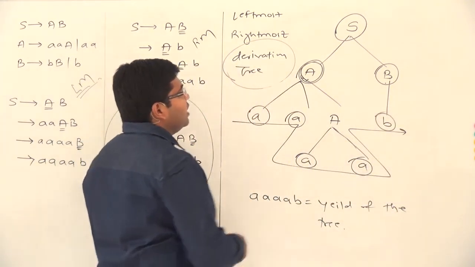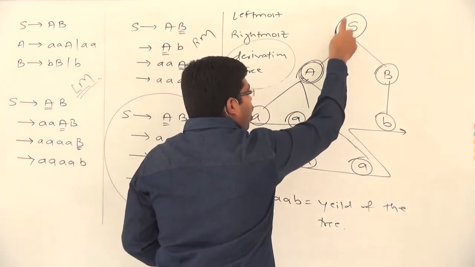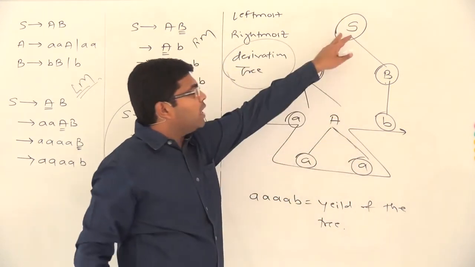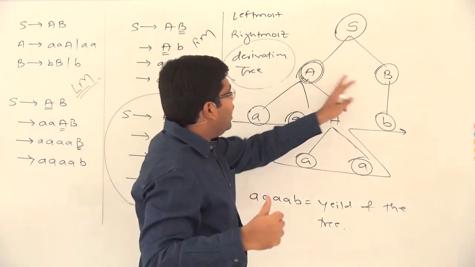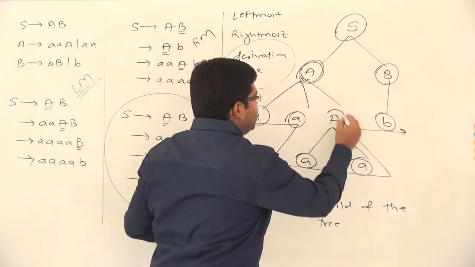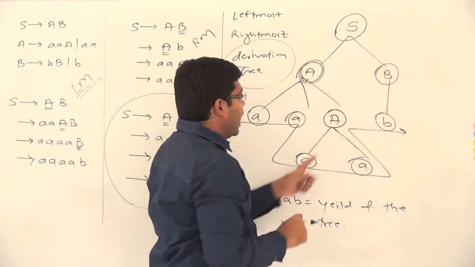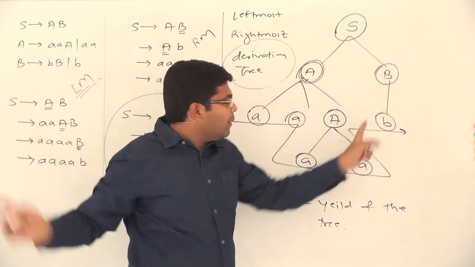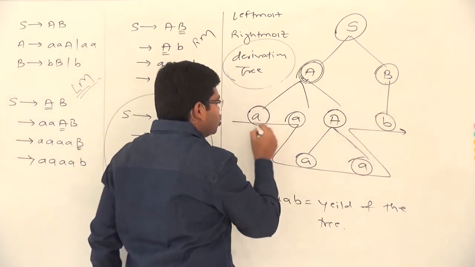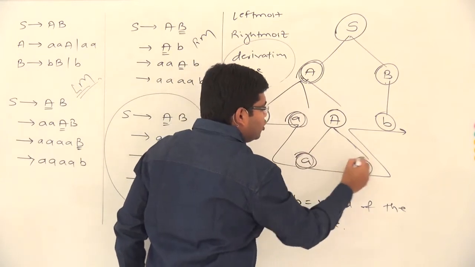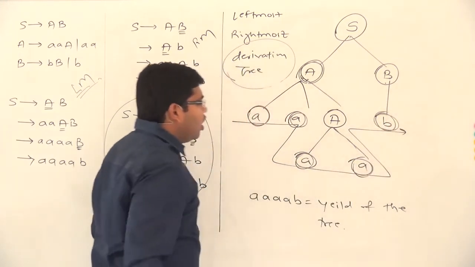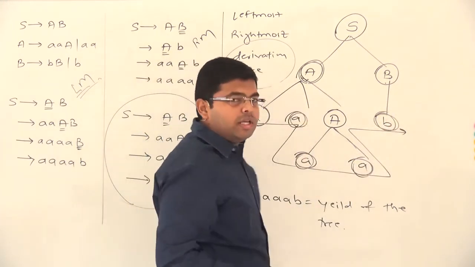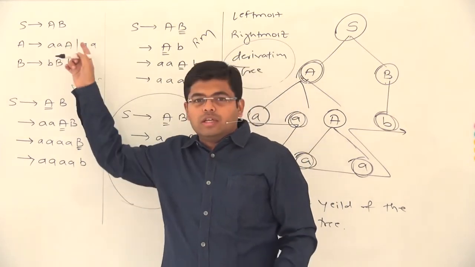Remember very well, here S is the root of the derivation tree. In the grammar, S is the starting variable. All the capital A's and B's are internal nodes, and therefore they will be variables in the grammar, and all leaf nodes, small a, small a, small a, small a and small b, all the leaf nodes must be the terminal symbols of the grammar.